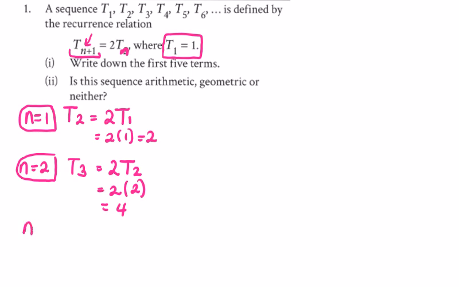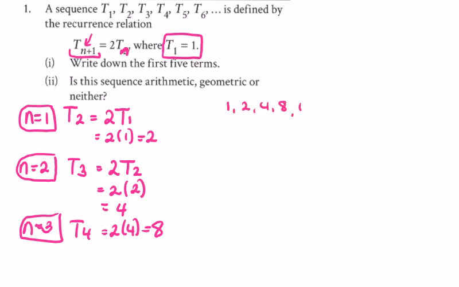If n is equal to 3, we're going to get term 4. You can see it's just going to be twice 4, which is equal to 8. And you should see now the sequence 1, 2, 4, 8. It's going to be 16, they're doubling each time. Let's have a look at our differences. 1, 2, 4, 8. Then our second difference is going to be 1, 2, 4.